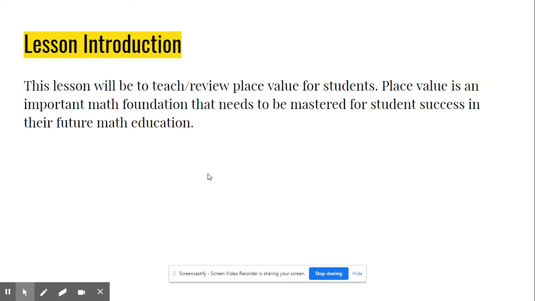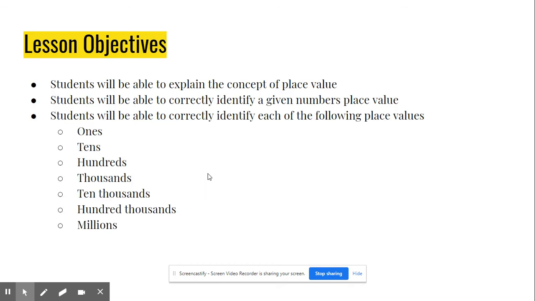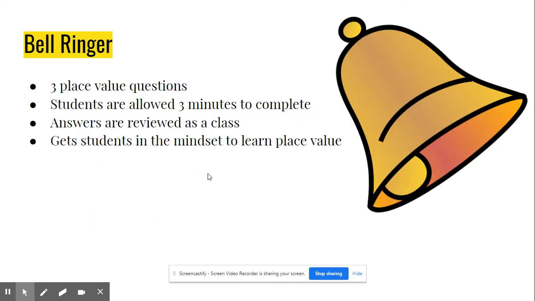The lesson will be able to teach and review place value for students. Place value is an important math foundation that needs to be mastered for student success in their future math education. The following are some of the objectives. Students will be able to explain the concept of place value, correctly identify a given number's place value, and also correctly identify each of the following place values: ones, tens, hundreds, thousands, 10,000s, 100,000s, millions.